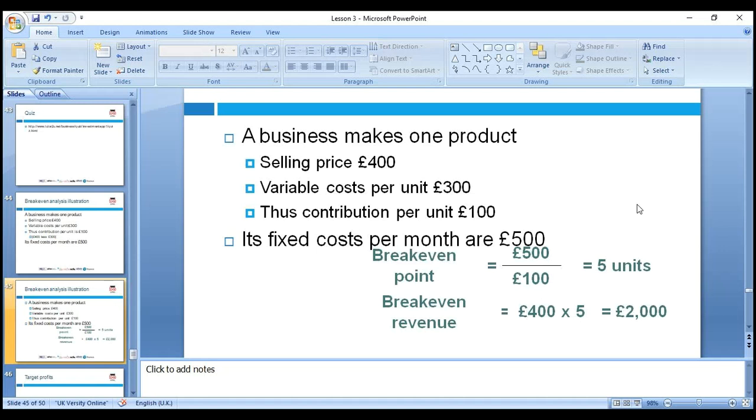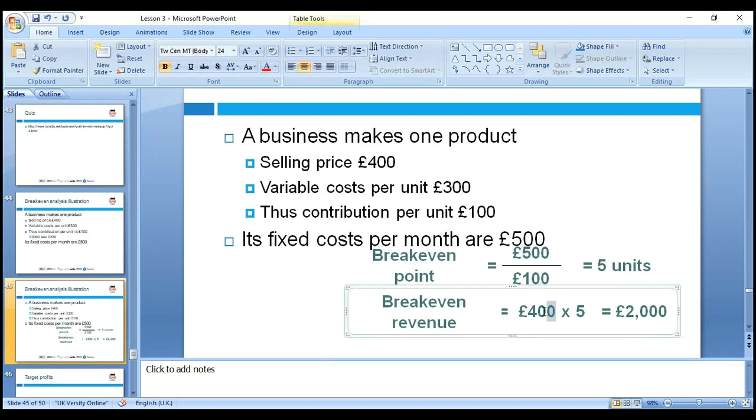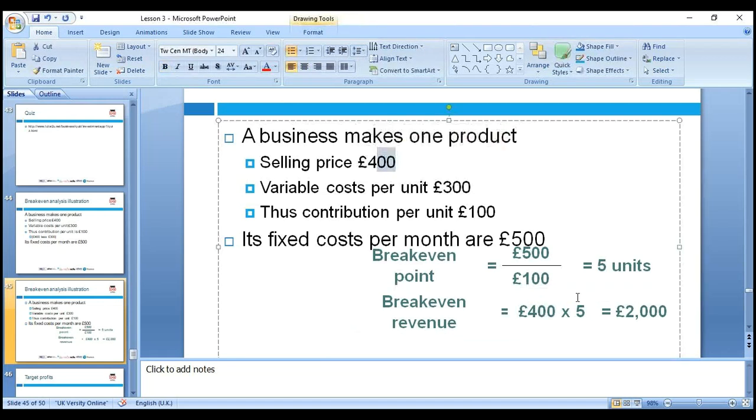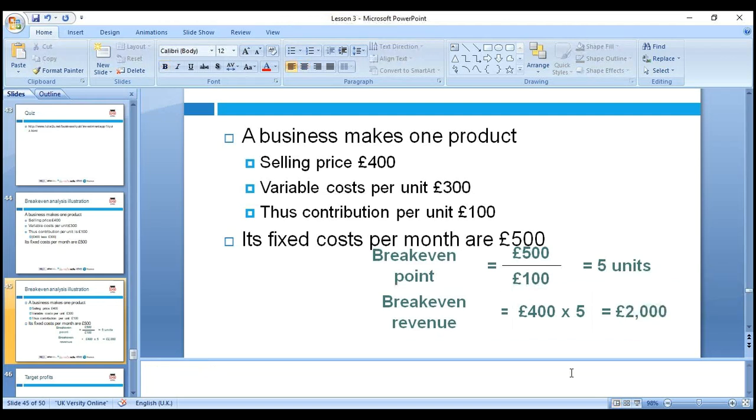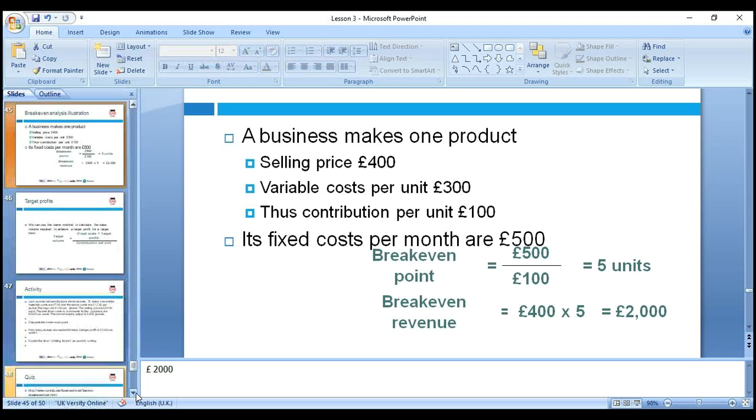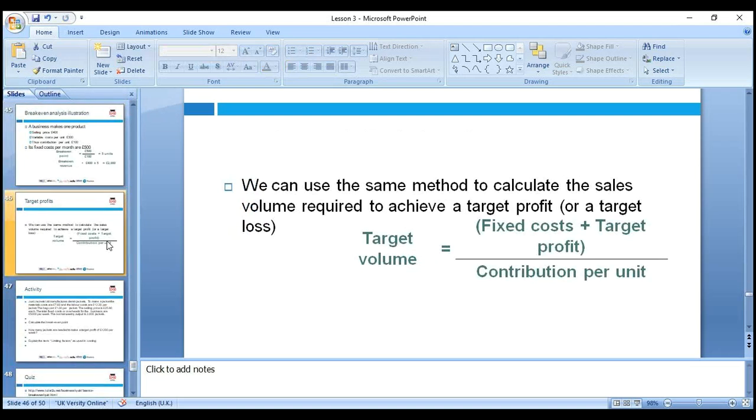Like here, a business has a fixed cost, break even, yes? So I must sell 5 units to be at break even, where no profit, no loss. So we call this break even in units. Break even revenue is selling price, which is 400, times 5 units. So if you sell things worth 2000, if your sales value is 2000, we will be at break even where no profit, no loss. Any question? No.